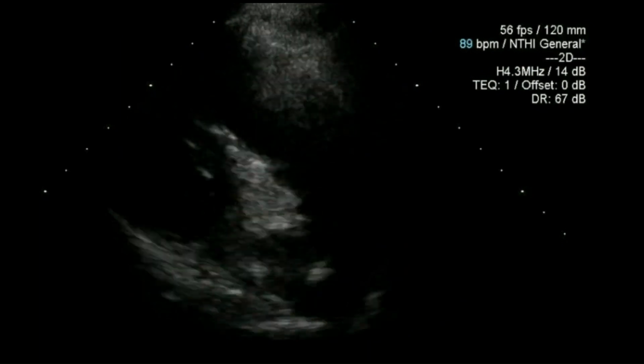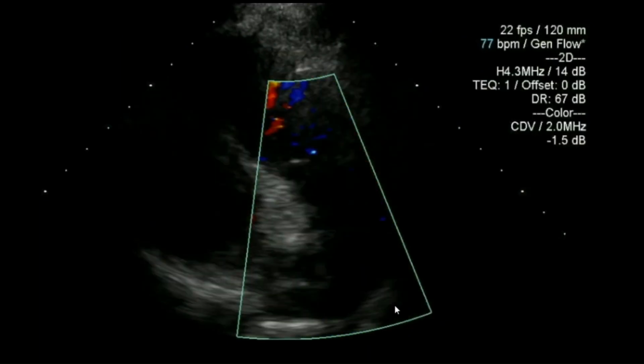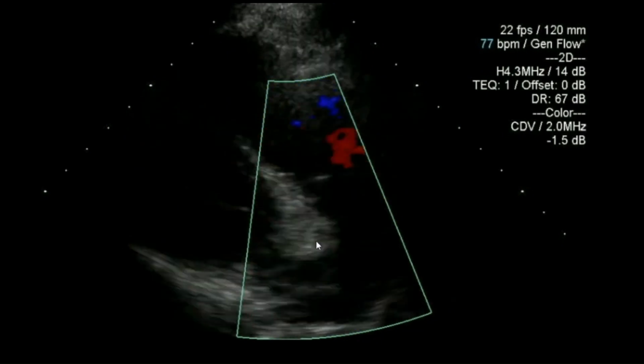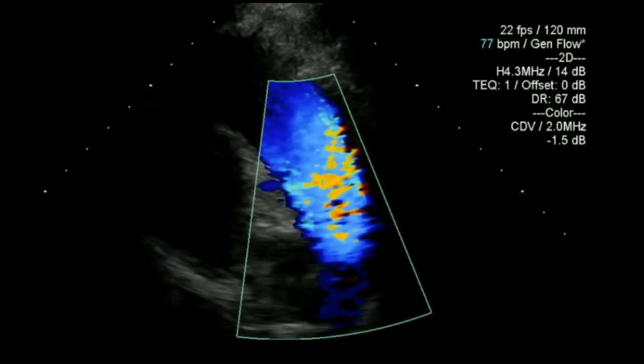Looking at the pulmonary valve here and the main pulmonary artery, you can see some additional flow going through there, but of course you expect to have a higher VTI through the valve there, given the additional flow going through the right side of the heart.